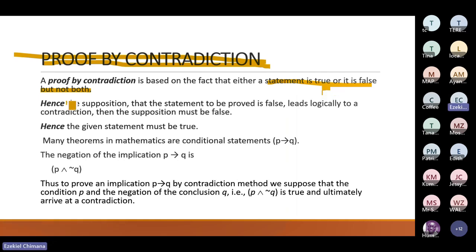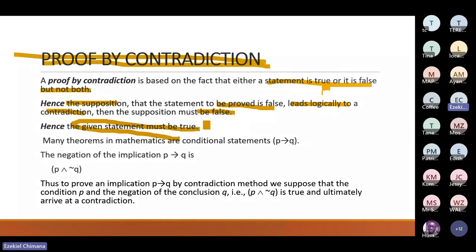So if the supposition that the statement to be proved is false leads logically to a contradiction, then the supposition must be false, and the given statement must be true. So that's what it is.